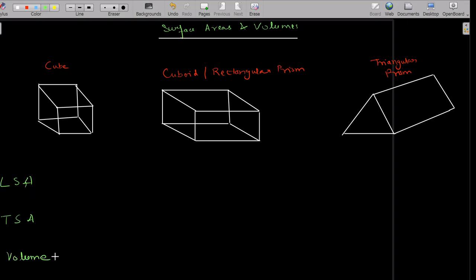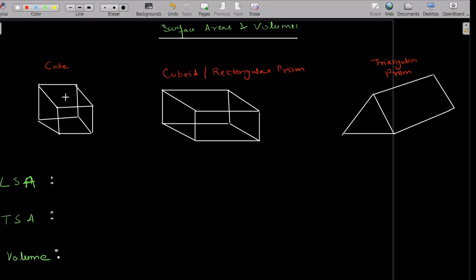Are you aware of the difference between lateral surface area and total surface area? Lateral surface area means without the bases, I think. Yes. And total surface area is everything. Yes, exactly. So lateral surface area is without the bases.